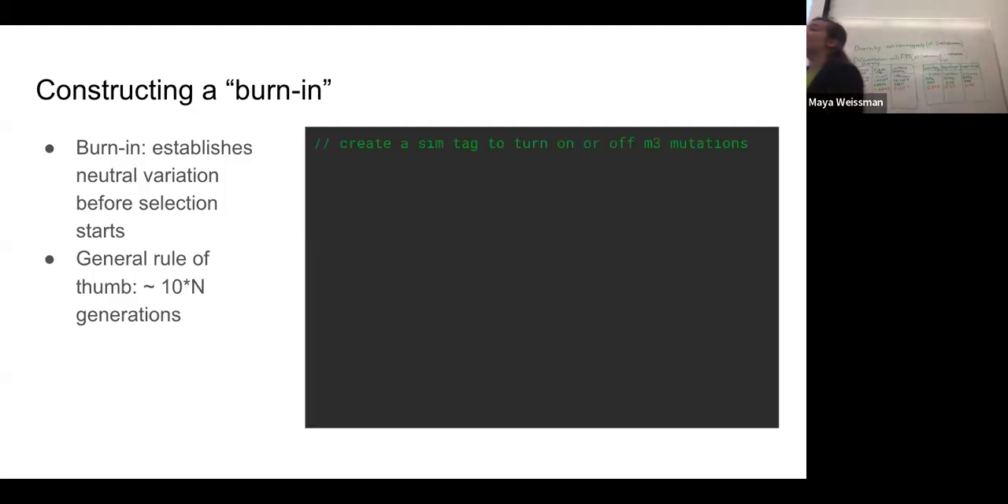You can use sim tags in SLiM to turn on or off the ability to have certain mutations. So let's say mutation M3 is my beneficial mutation.